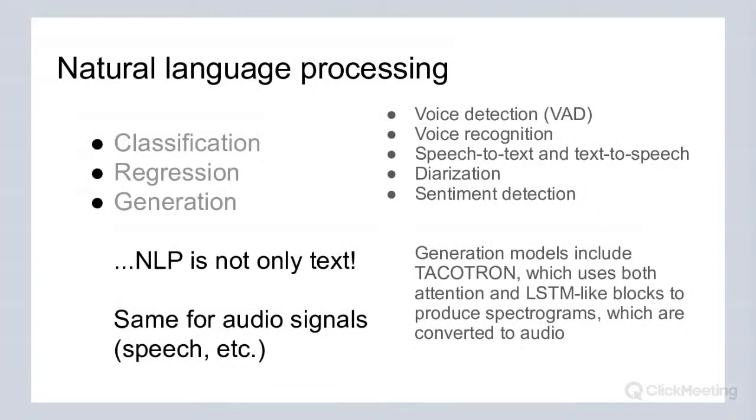connecting different parts I've talked about before: some parts from a text-working neural network and some parts from a signal-working neural network. They are trained all together to make it work.